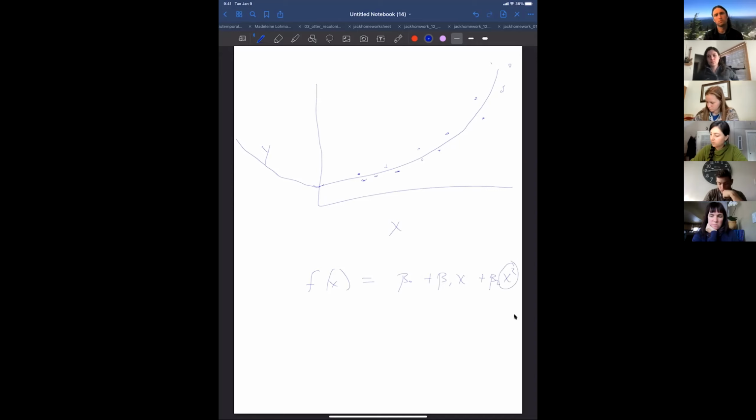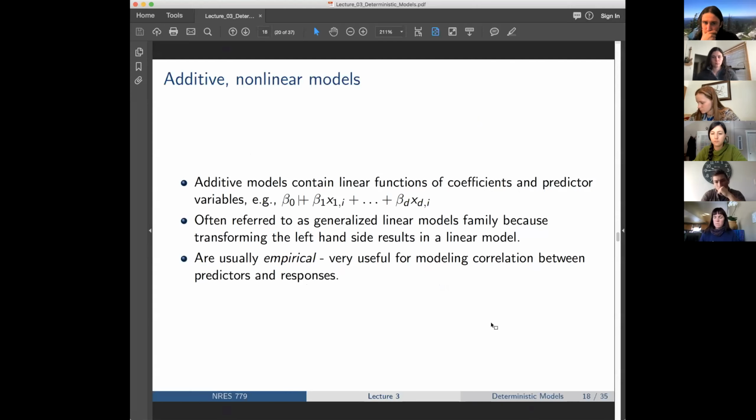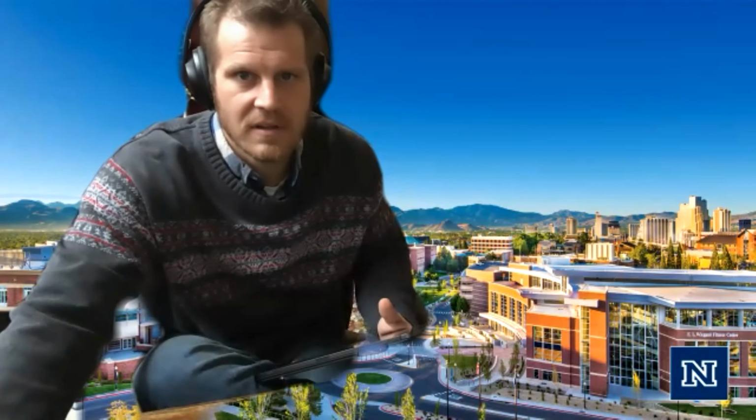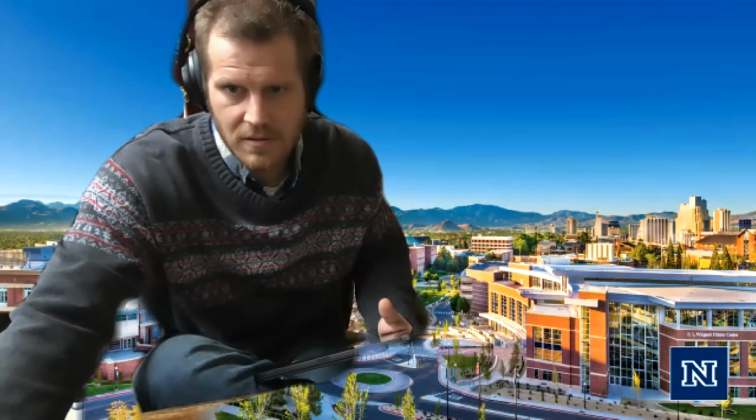This is still in statistics considered a linear model, even though we have this nonlinear looking line. And it's linear because we're adding beta 0, we're adding all these betas. So it's linear in the betas. So this still falls in the world of linear modeling. Okay, so when we talk about additive models, we're talking about additive in the betas.